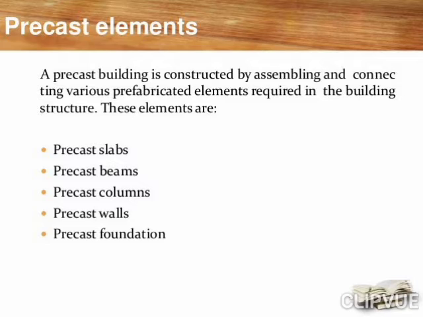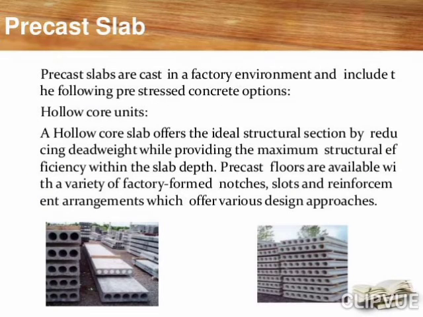Precast elements. A precast building is constructed by assembling and connecting various prefabricated elements required in the building structure. These elements are precast slabs, precast beams, precast columns, precast walls, and precast foundation. Precast slab. Precast slabs are cast in a factory environment and include the following pre-stressed concrete options.